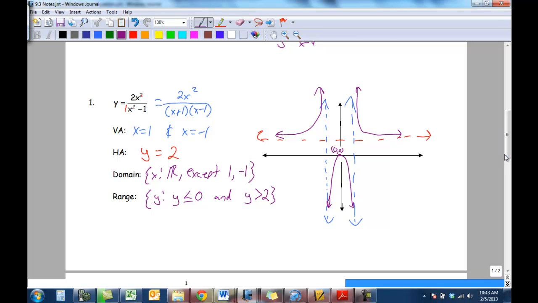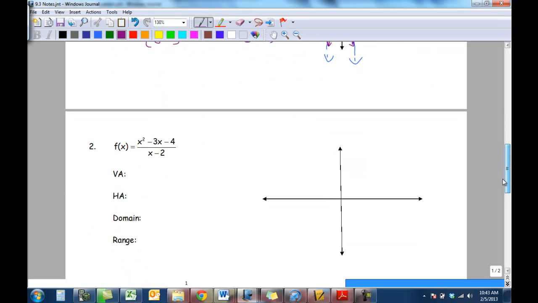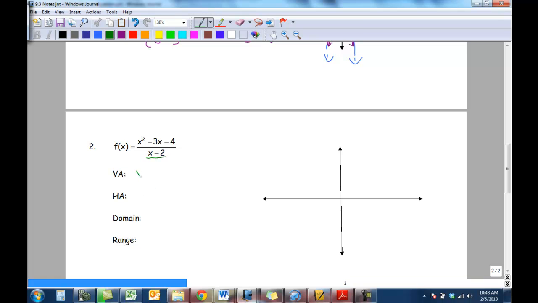Let's go on to number 2. Right, so our vertical asymptote, what makes the denominator 0? In this case, x is equal to 2. So I'm going to sketch that. X is equal to 2. Oh, that's negative 2, my bad. X is equal to negative 2.